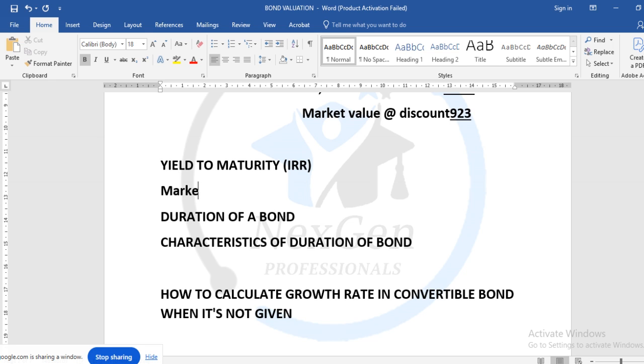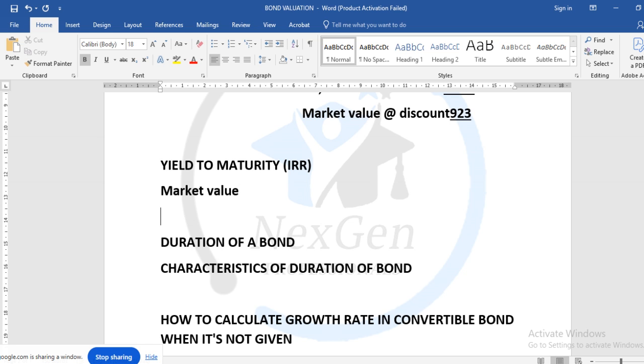The market value, interest rates, interest, which is coupon.